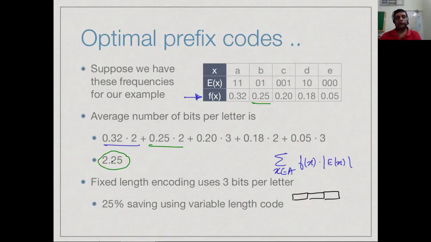And so by going to a variable length code encoding which takes into account the frequencies, I'm actually saving. Instead of sending 300 bits for 100 characters, I'm sending 225 bits. So you have a 25% saving. So this is what we are trying to get at.